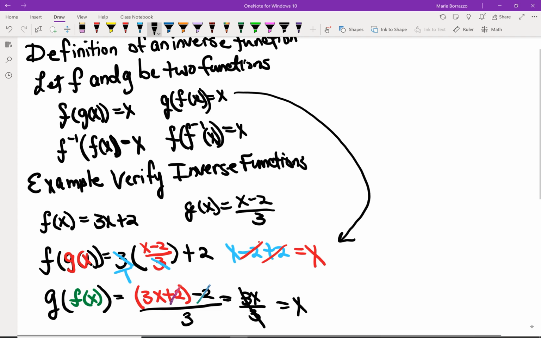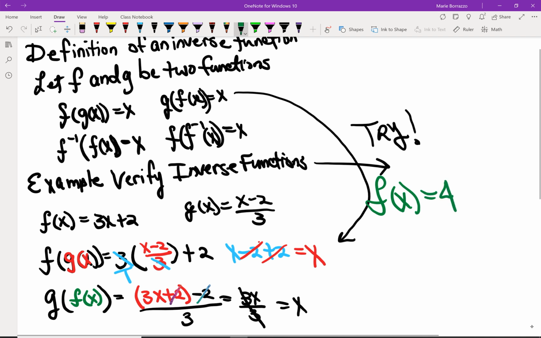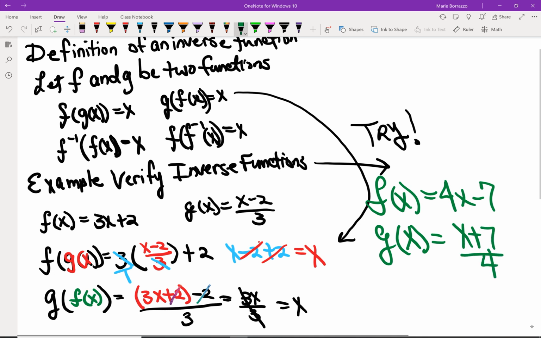So I'm going to leave this here on the board for a moment, and I would like you to do the same thing. We're going to answer this in a try question. Same question stem, nothing's changed, except the question itself: I'm asking you to define f of x as 4x minus 7, and show that its inverse should be g of x, which is (x plus 7) over 4. All right, I'm going to stop the video here and give you about 3 minutes or so to try this, and then we'll review it.